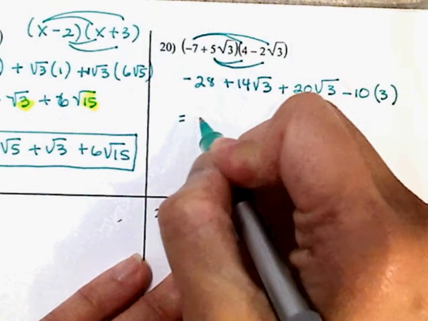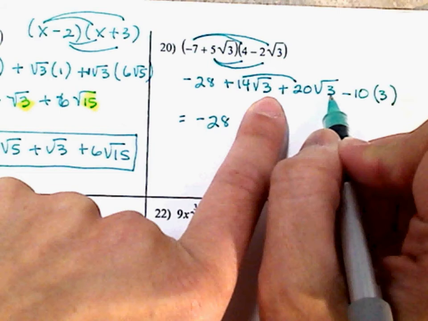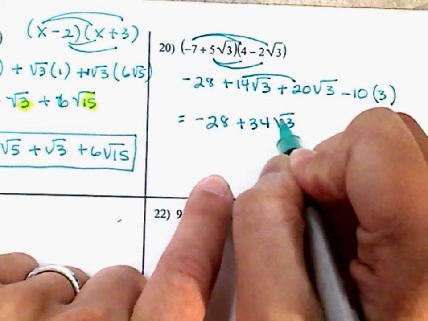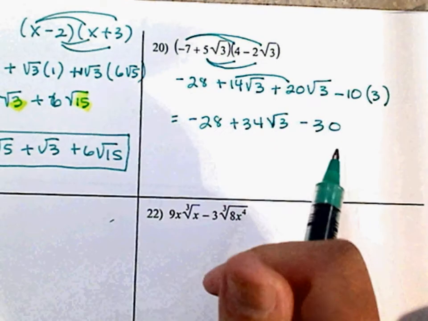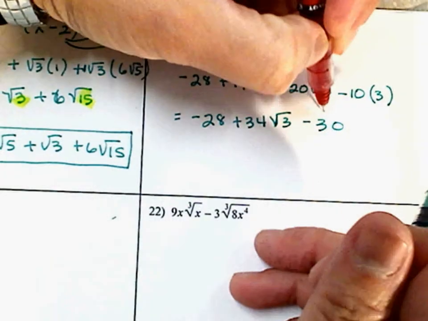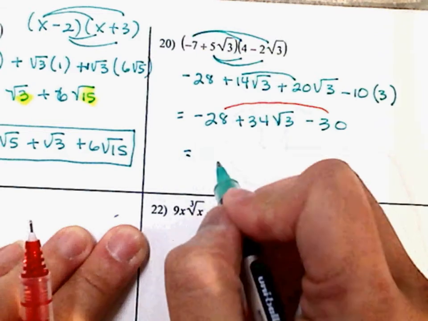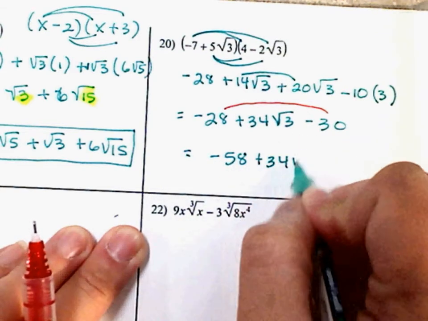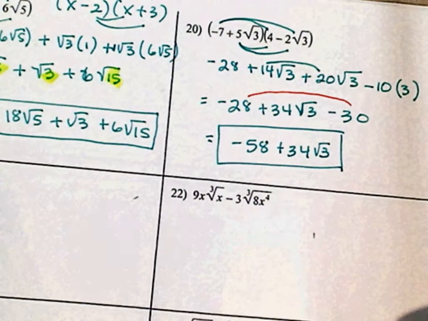And now I'm going to simplify square root of 28. 14 plus 20, because my radicand's the same, comes out to be 34 square roots of 3. And negative 10 times 3 is negative 30. Combine your like terms. Negative 28 minus 30 is negative 58. This one is by itself. Bring it down. And there you have your solution for number 20.